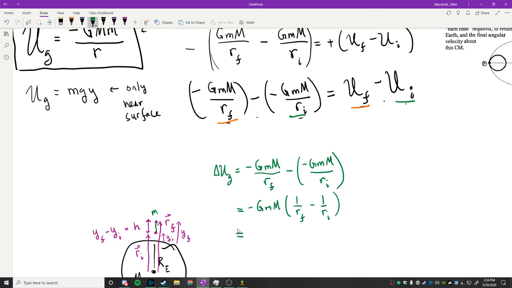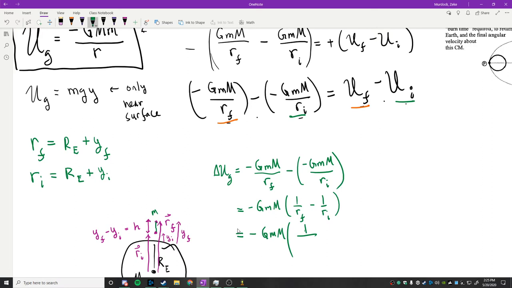But this r final, if you look at the things that are happening in this picture right here, let's see, how do we want to do this? It's equal to something like the radius of the Earth plus y final. And r initial is equal to the radius of the Earth plus y initial. Oh, is this going to work out? Maybe I need to define it in terms of h. It might work out. Let's just see what happens. What's the worst that can happen? Does that look right to you guys, though? It's the radius of the Earth plus y initial, and the radius of the Earth plus y final.